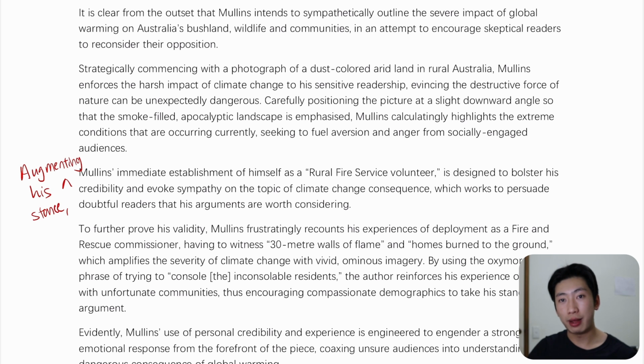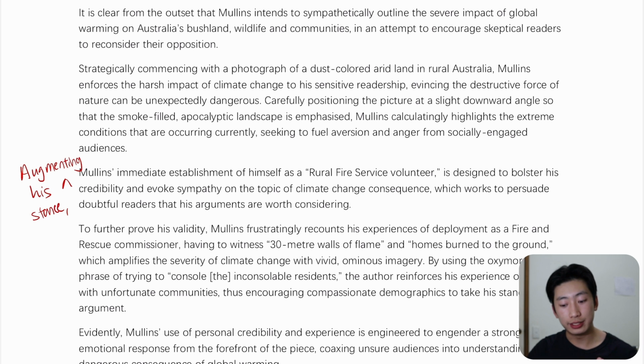And then the second half of this sentence is a great example of why, and to make this even better, I think we can make this analysis a bit more specific to the quote. Since our quote is rural fire service volunteer, we can make this sentence a bit more tailored towards that quote.